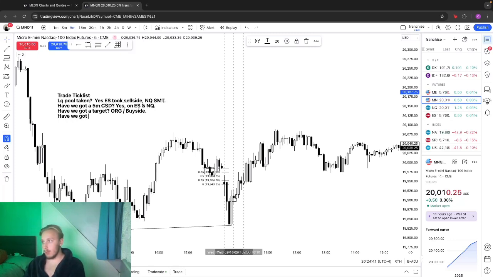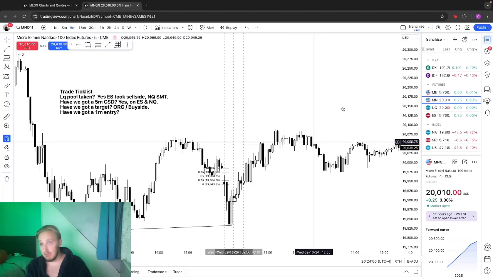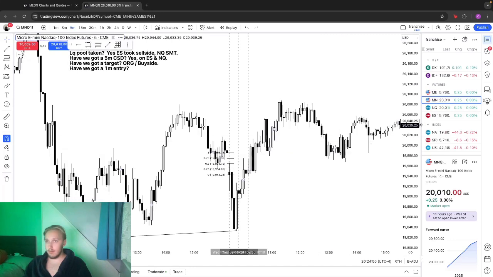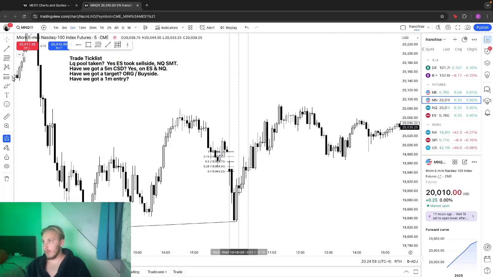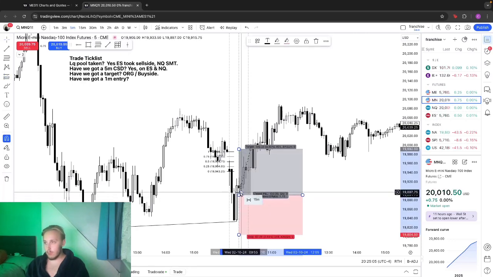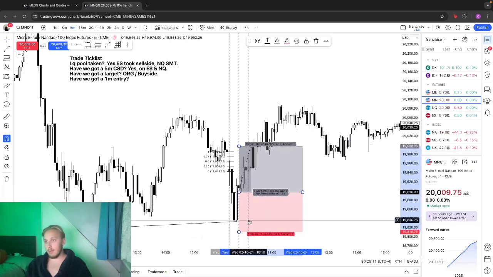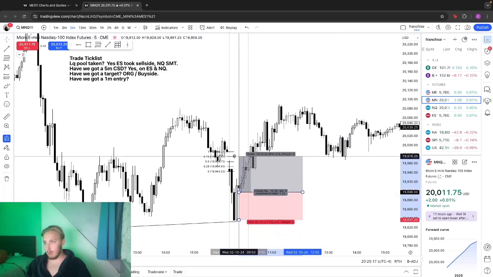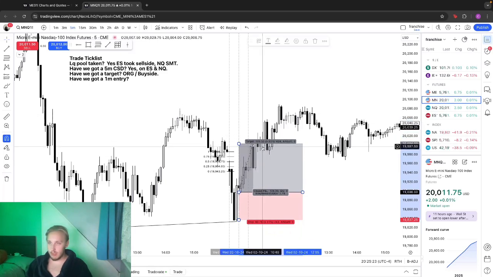Have we got a 1 minute entry? Now, this one is honestly optional. The 5 minute CSD would be enough. Now, the only problem with taking the 5 minute CSD would be that our stop loss would either have to go here with a target, well, minimum 50% upper quadrant buy side. It just ruins your RR.